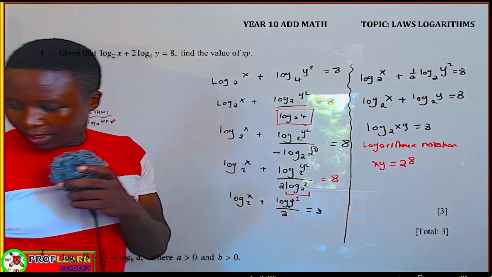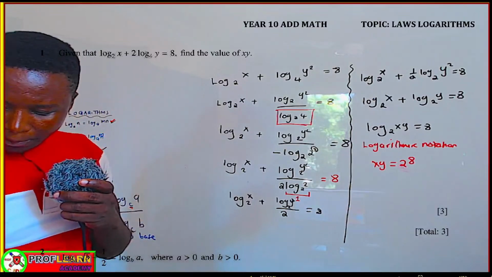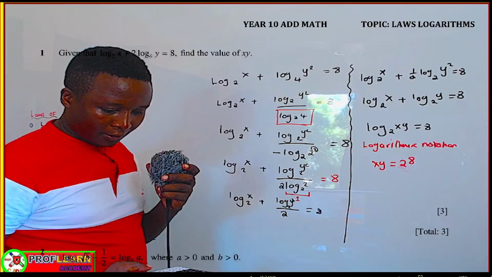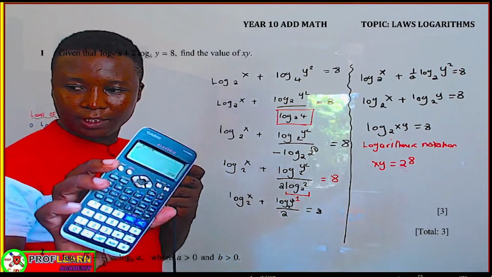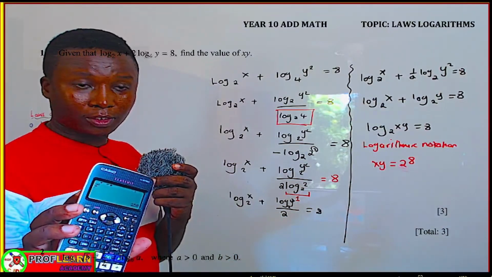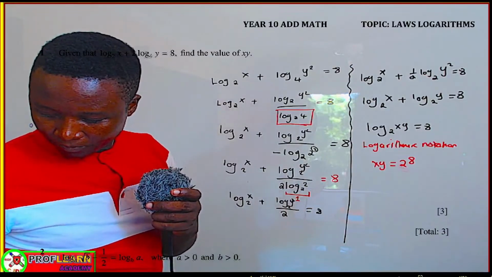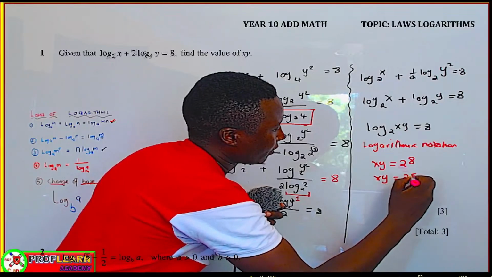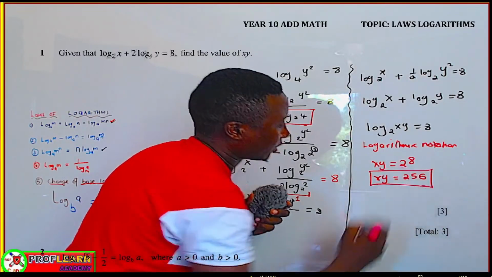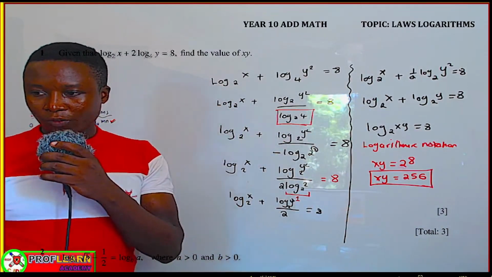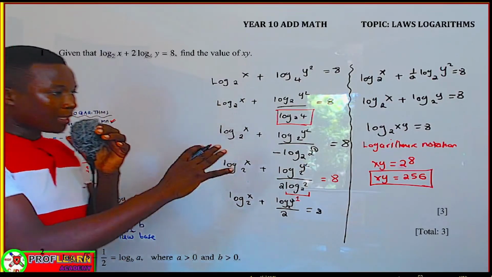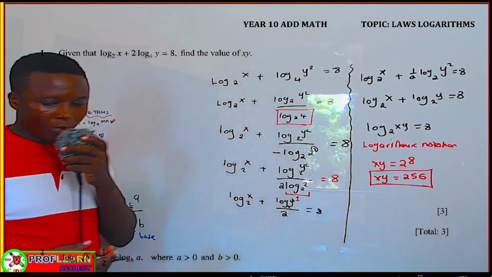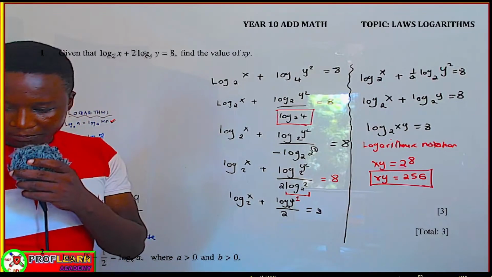And if you are supposed to get the final answer here, we are going to say 2 raised to power 8 is actually giving us 256. If you check it, it's 256, and we're going to have xy equals 256 as the final answer. Remember, in this question you are supposed to find the value of xy, and our xy is actually 256.